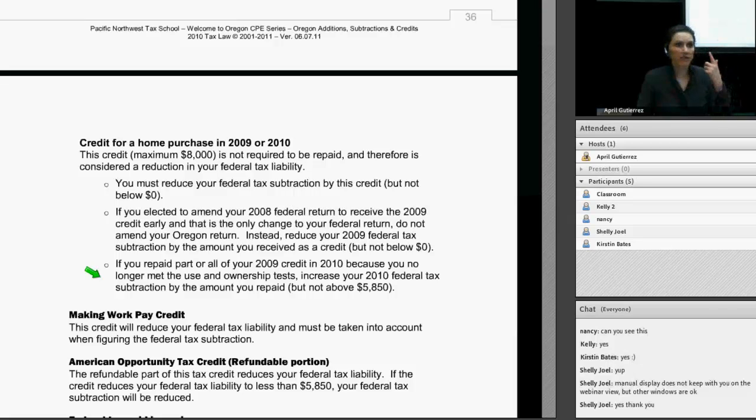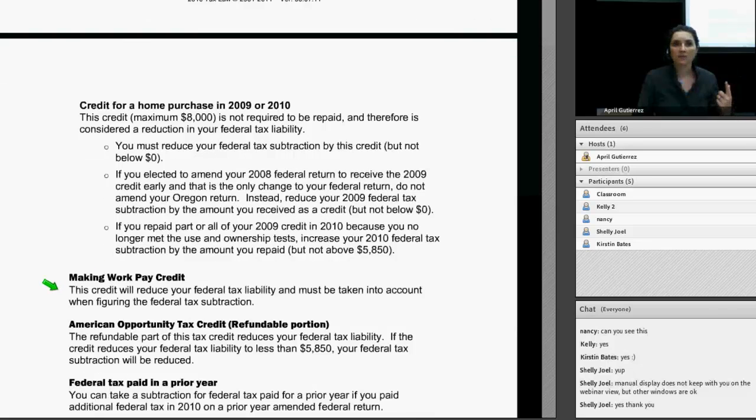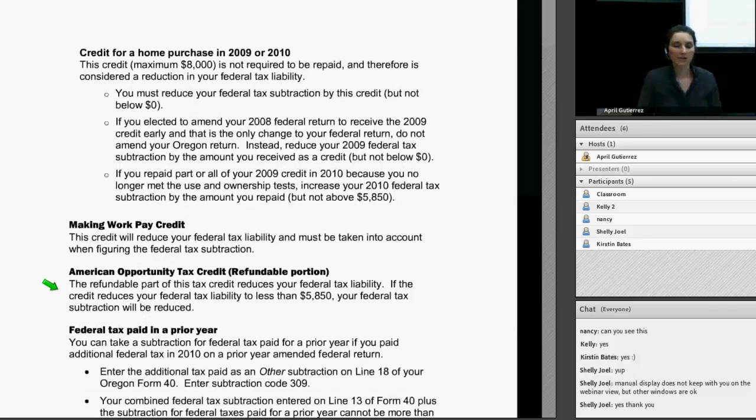So that's a very specific formula to keep in your head. If it's the $500 per year amount for the 2008 repayment, I make no adjustment to my federal tax subtraction for Oregon. But if I'm making a repayment because I ceased to qualify for keeping the credit on my federal return, and therefore was forced to repay the credit on my federal return for a credit that is attributable to a 2009 or a 2010 home purchase, it is those repayments that can increase my federal tax liability subtraction for Oregon. The next item of discussion is the Making Work Pay credit.